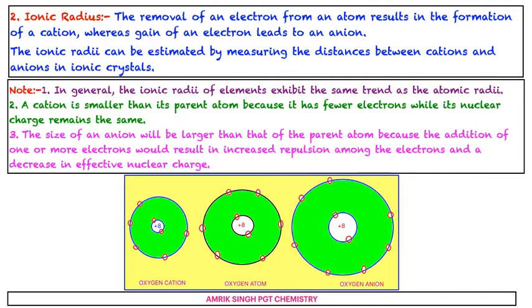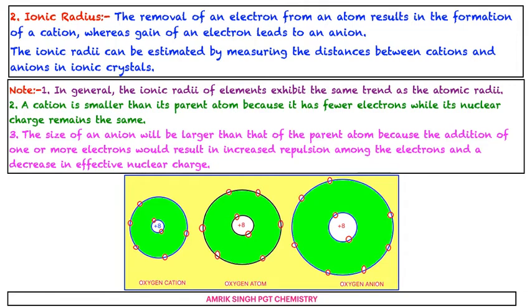Note number 2: the size of an anion, meaning having negative charge, will be larger than that of the parent atom, because the addition of one or more electrons would result in increased repulsion among the electrons and a decrease in effective nuclear charge. Let's clear it with the help of a diagram.